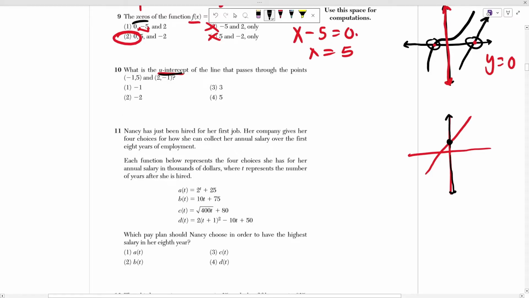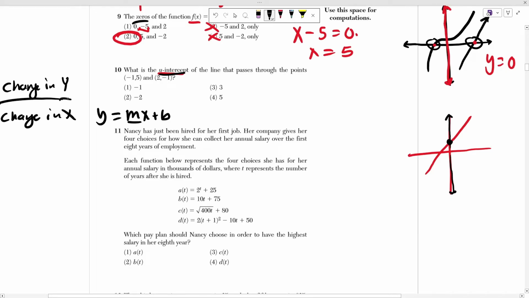In order for us to solve for the y-intercept, I need to know the equation of the graph. I need to know what the graph is equal to. Luckily, we know that this is going to be a linear function, so we're going to use y equals mx plus b, where m is our slope. Now, what is slope? Slope is equal to the change in y over the change in x. It tells us how steep or how flat our graph is, or if it is increasing or decreasing. It tells us how that line is going to look.